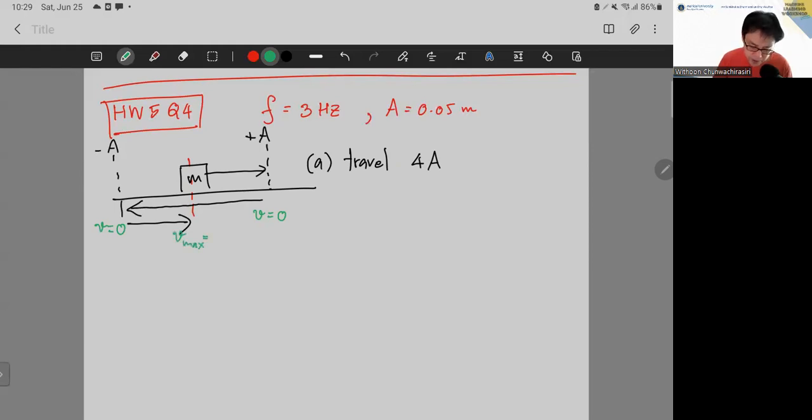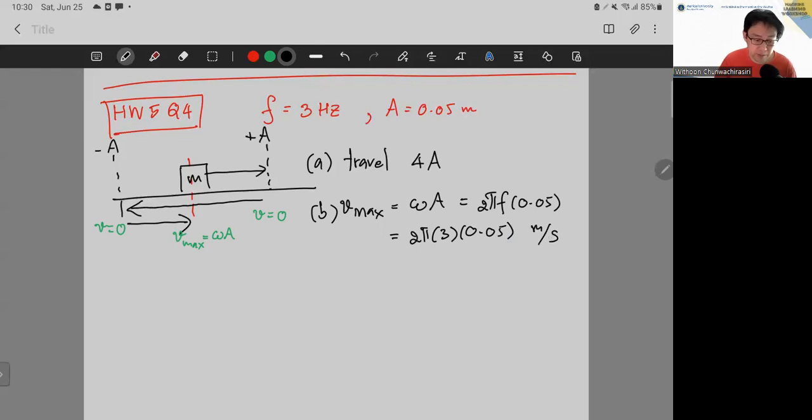If you still remember, we did the calculus stuff, we do the differentiation, and it turns out that the maximum speed is omega times the amplitude. So that means part B, your max velocity is going to be just omega times A. But then everyone still remember, omega is 2 pi times the frequency in hertz. The amplitude is already given. And that's it, guys. So you say 2 pi times 3 hertz times 0.05. Everything is in the SI system, so your answer will be in meters per second.